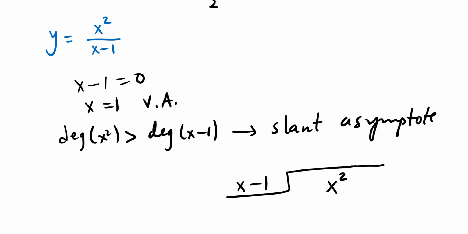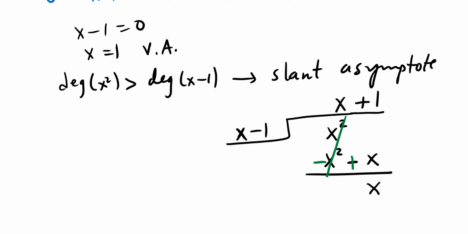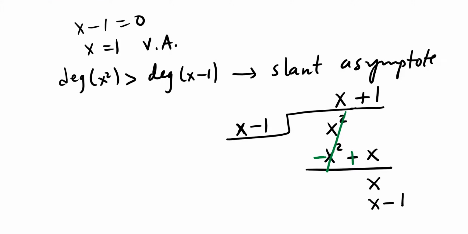What times the first x gives me x squared? x. Multiply x by x is x squared, x by 1 is x. Then switch the signs and add, so that gives me an x here. I can still do more work, add a 1. 1 times x is x minus 1, switch the signs, and that leaves a remainder of 1. Whatever we get on the top, the quotient, that's going to be our slant asymptote.